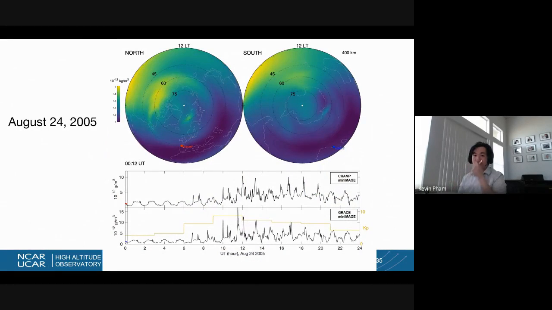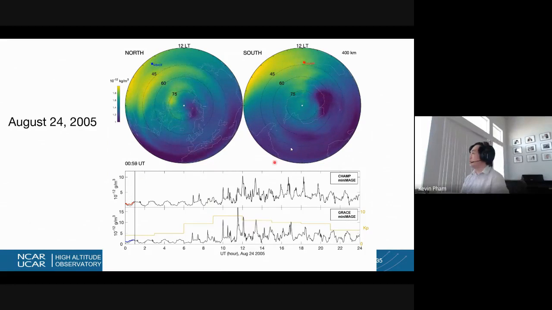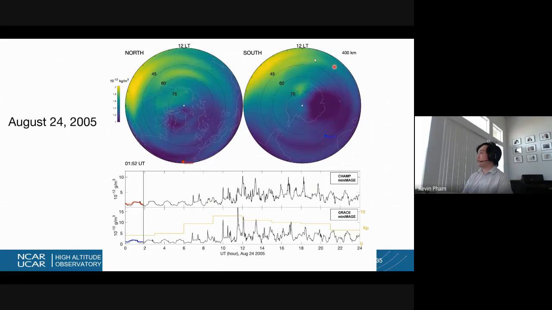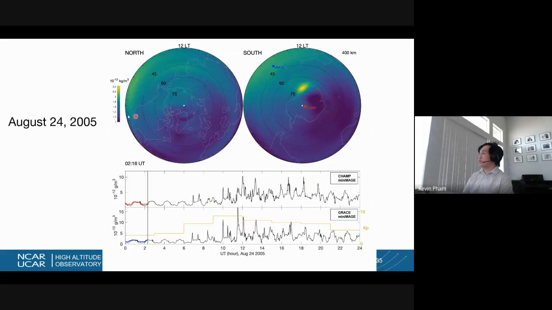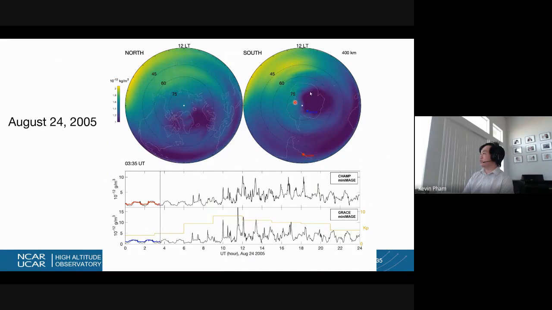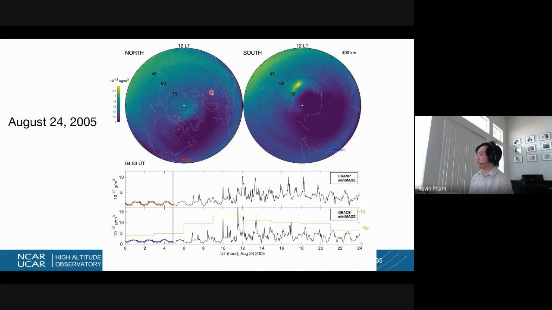Okay, so this is a movie of the neutral density with Champ and Grace satellites flying through it. The northern hemisphere is on the left and the southern hemisphere is on the right. One thing to note is that the scale is constantly changing, so you can see these nice waves coming out from the polar region. These waves are known as the traveling atmospheric disturbances, or TADs.